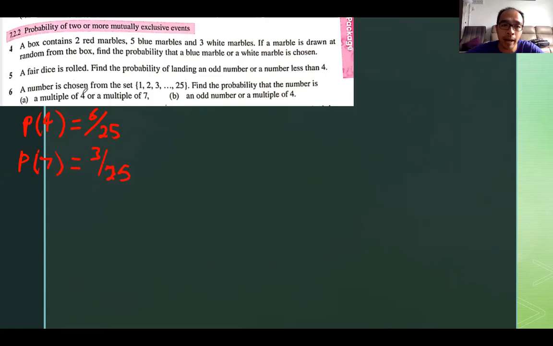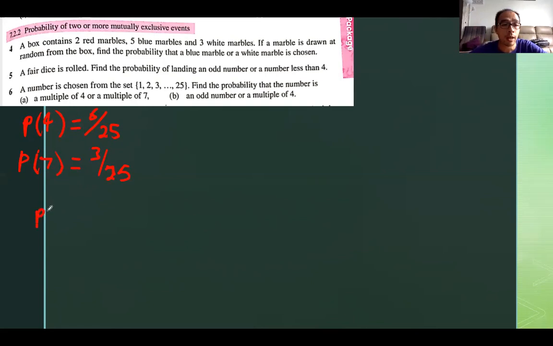Adakah gandaan 4 dan gandaan 7 eksklusif or not? Is there an overlap between these two events? If there's an overlap, tell me where the overlap is. Ada overlap ke tidak? No overlap. Alright, good. So if there's no overlap, means it is mutually exclusive. Mutually exclusive, kalau kita punya probability is or, kasih tambah je dua-dua.